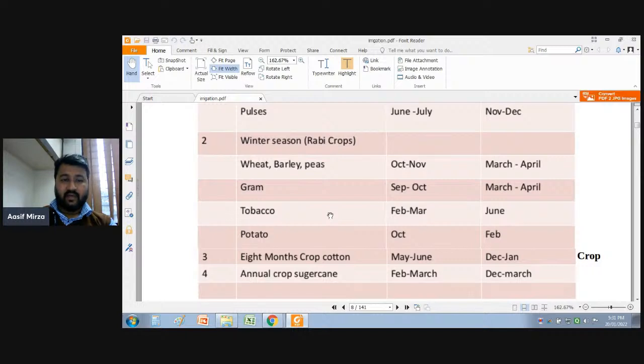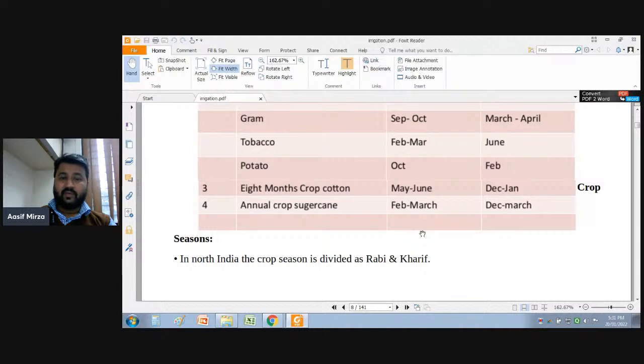gram, tobacco, and potato are produced, and which are sown from October to November, or sometimes in February or March, and harvested in March or April. Tobacco is sown in February or March, and it is transplanted in June. Okay. Likewise, we have the 8 month crop cotton, which is sown in May or June and harvested in December or January. Now, the annual crop sugarcane is sown in February or March, and harvested from December to March.